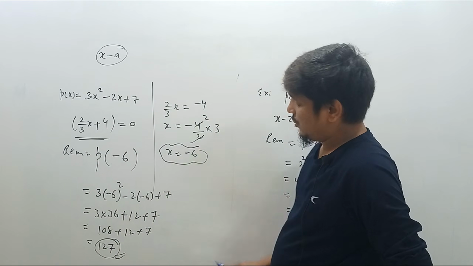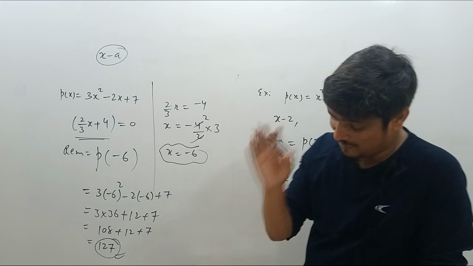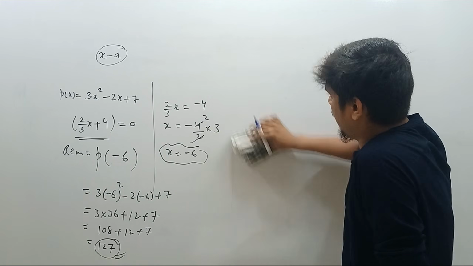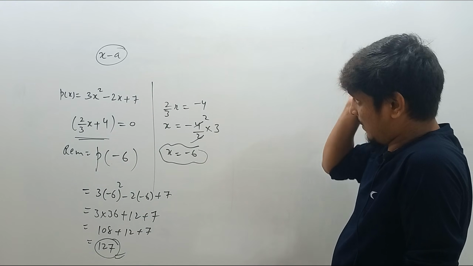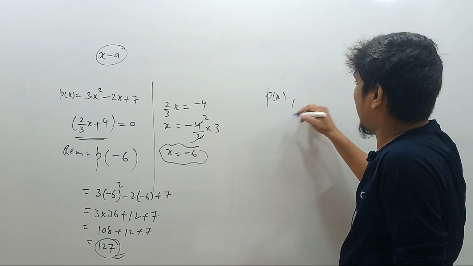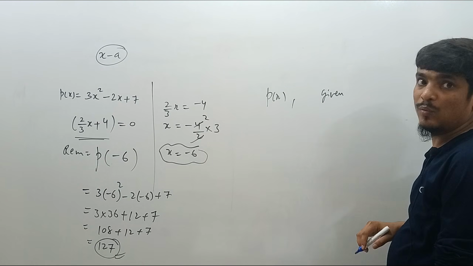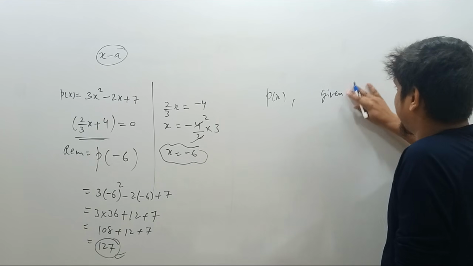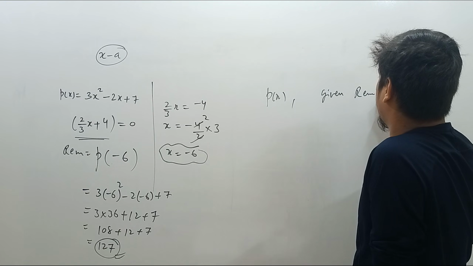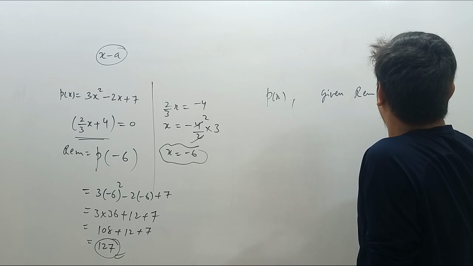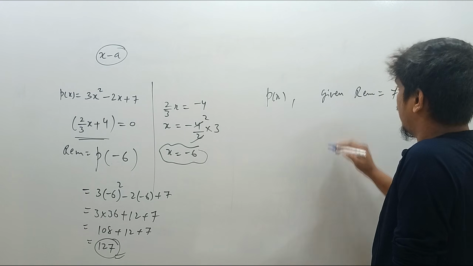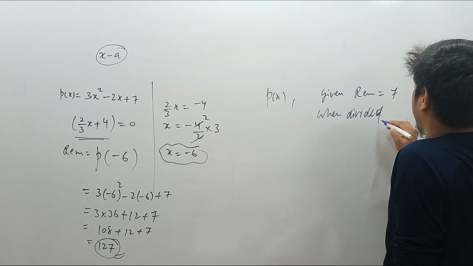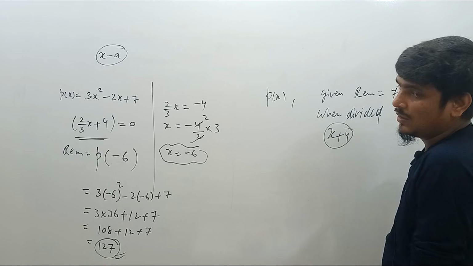So these are simple questions, but we just have to understand this: if we have any polynomial p(x), and we are given the remainder. Let's say the remainder is equal to 7 when divided by x plus 4. What does it mean?